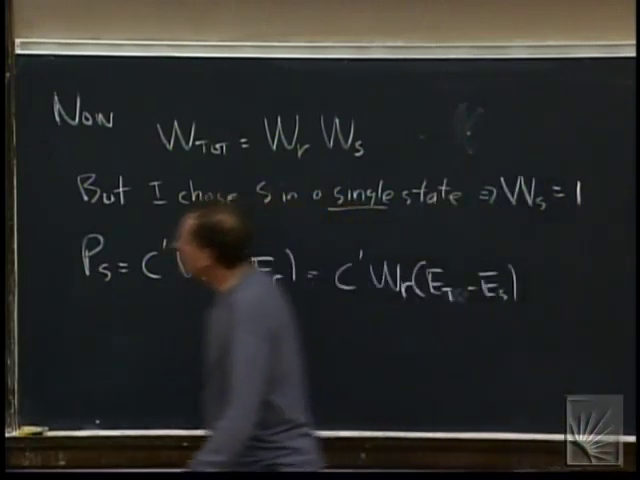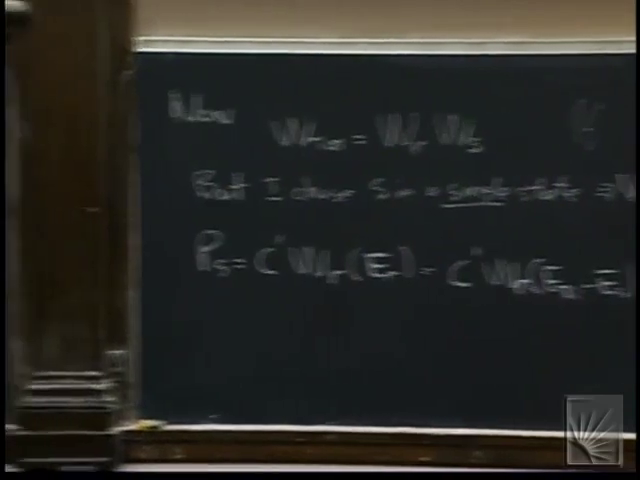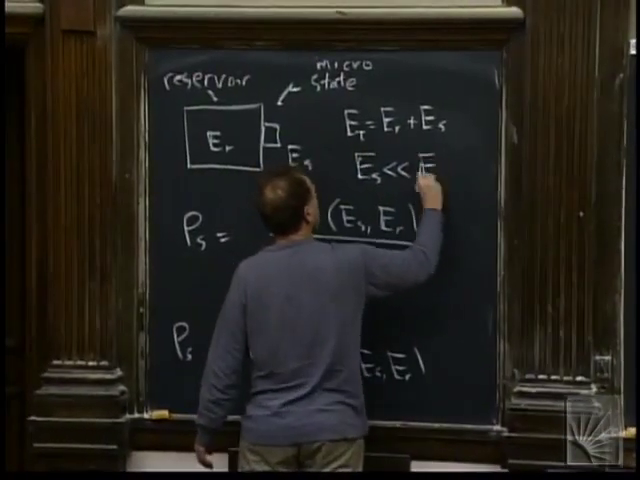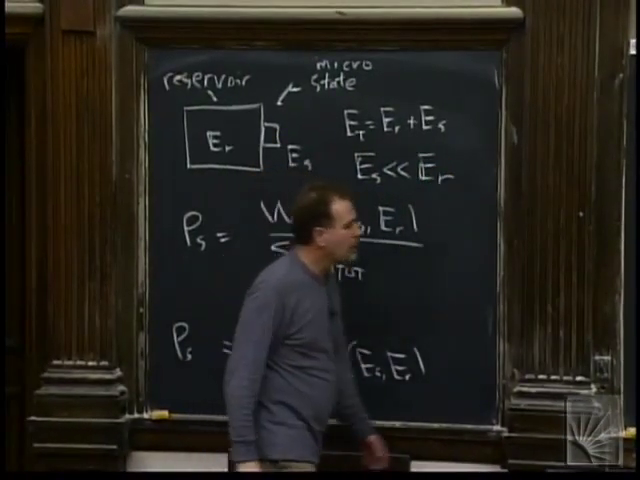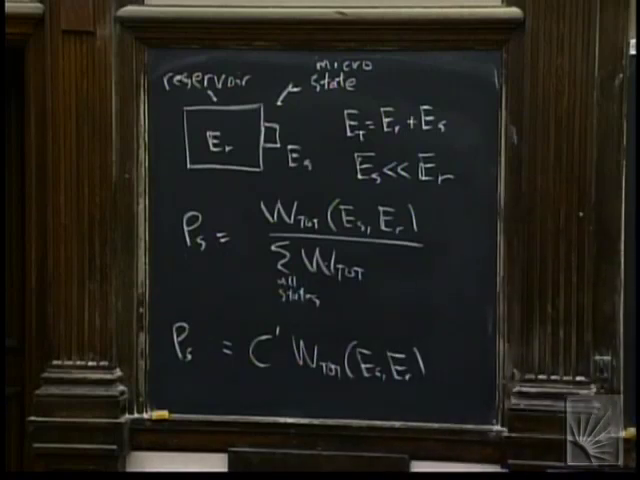I'll write it over here, I made ES much, much less than ER and E total. So this screams out for a Taylor expansion, right? I should do a Taylor expansion, at least in principle, and then see where that gets. This is a small term compared to a big term.